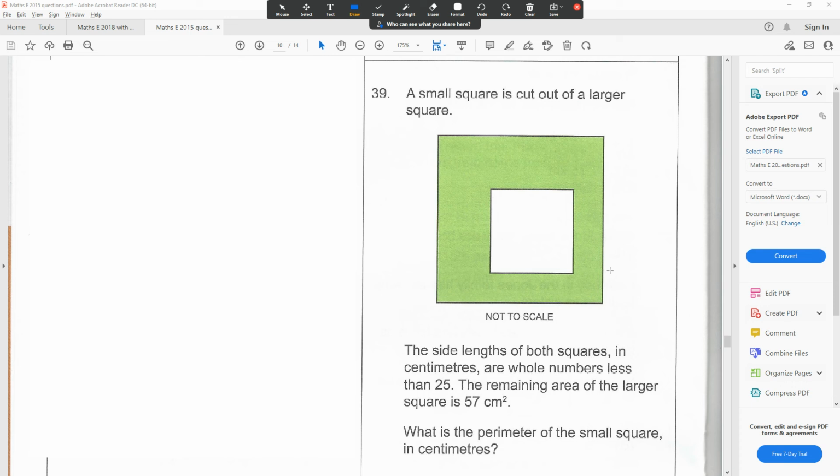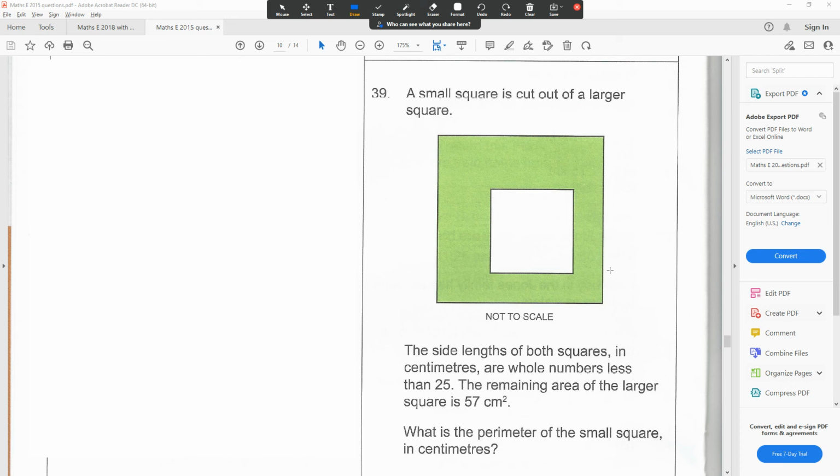When they tell you what a square is, immediately you've got to think about everything about a square. If they tell you a rectangle, you think about everything about a rectangle. If they give you a trapezium, you think about everything about a trapezium. And that's your starting point whenever you go through these questions. Okay.